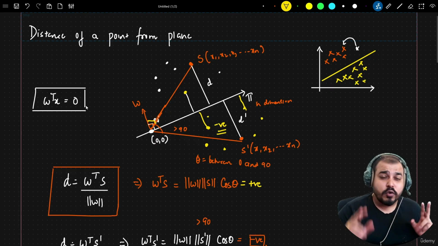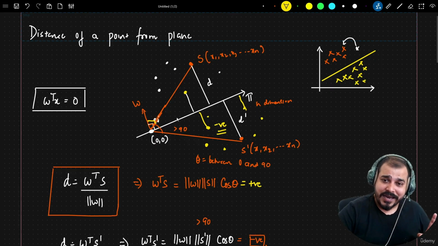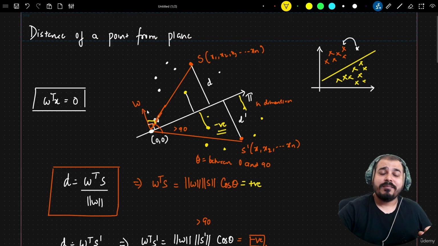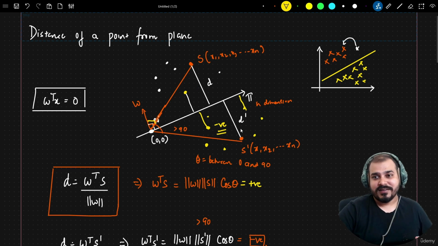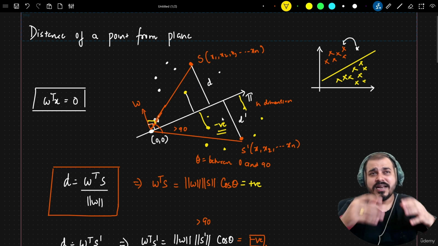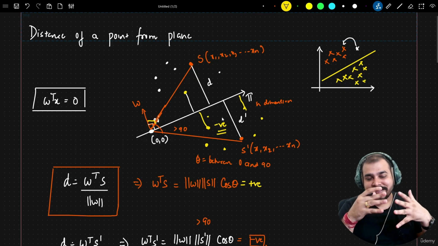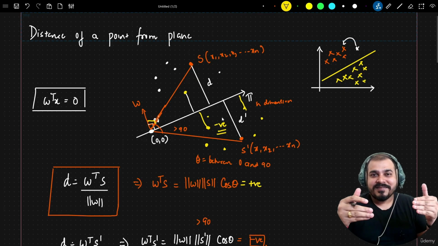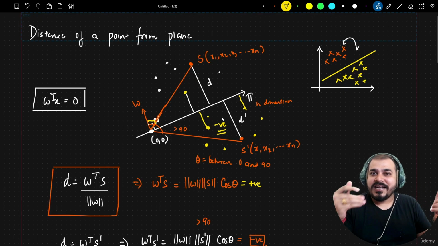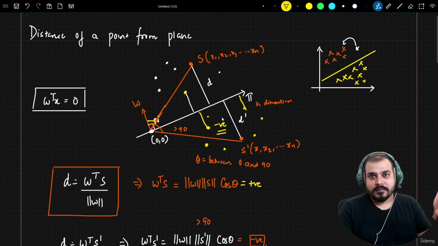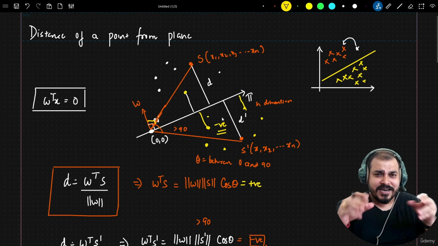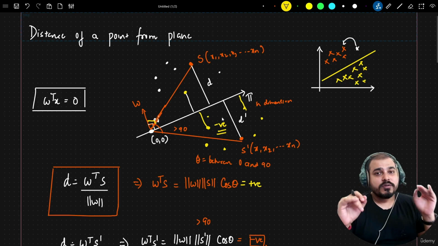Two important points: anything above this plane, in the same direction as the W vector, will have a positive distance. Anything below will have a negative distance. Negative distance does not literally mean a negative distance, it is just saying that the point is on the opposite side of the plane. This is how we indicate it, and we are going to use this same concept in support vector machine.